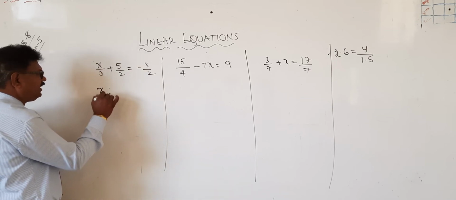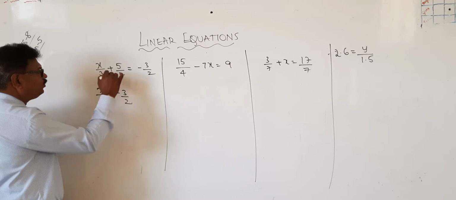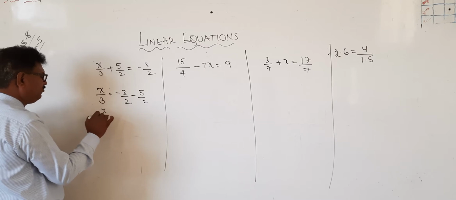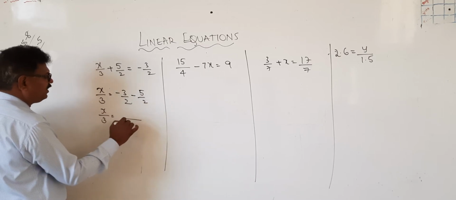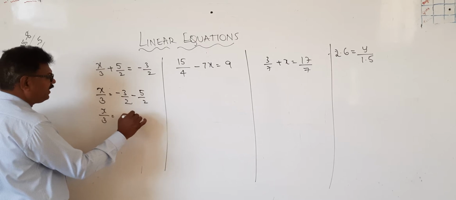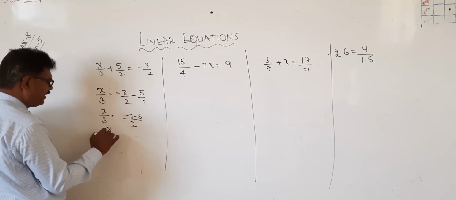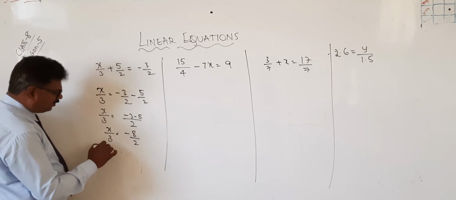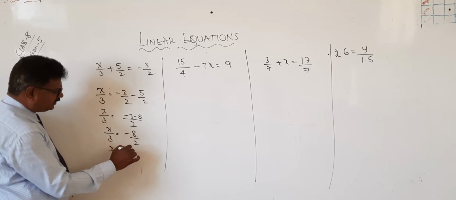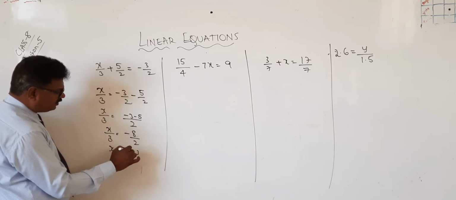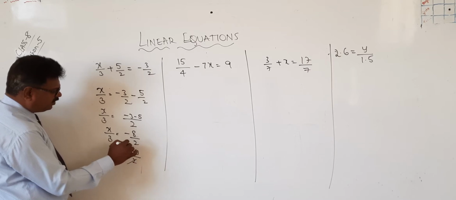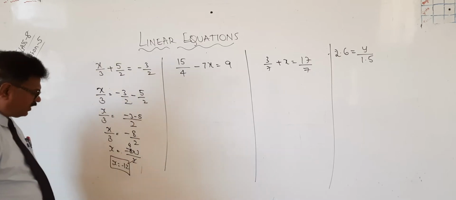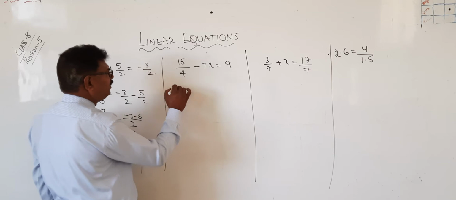Therefore, x by 3 equal to minus 3 by 2, plus 5 by 2 will become minus 5 by 2. Therefore, x by 3 is equal to, here the LCM is 2, minus 3 minus 5. Therefore, x by 3 equal to minus 8 divided by 2, or x is equal to minus 8 into 3 divided by 2. 3 goes once, 2 goes 4 times, therefore x equal to minus 12. Okay? This is also simple.